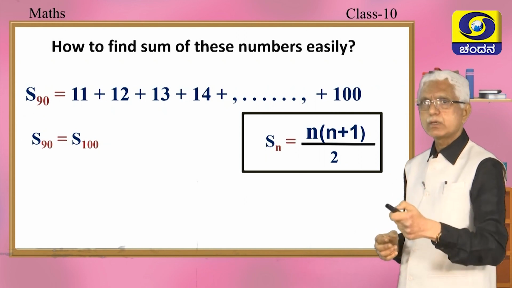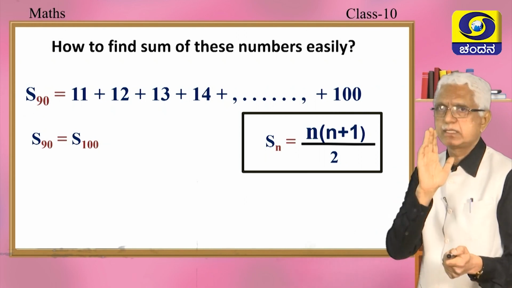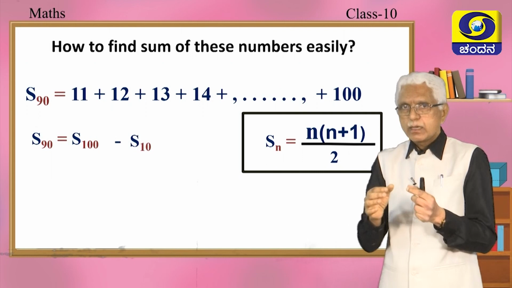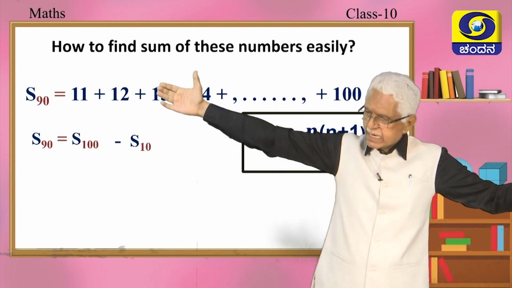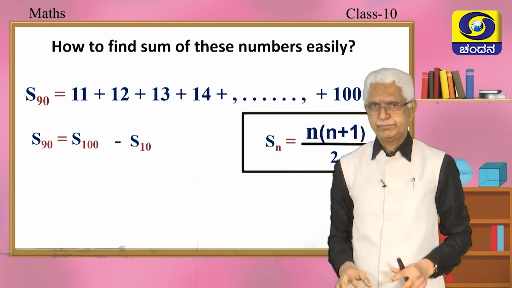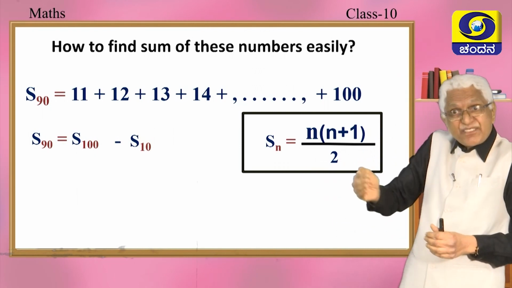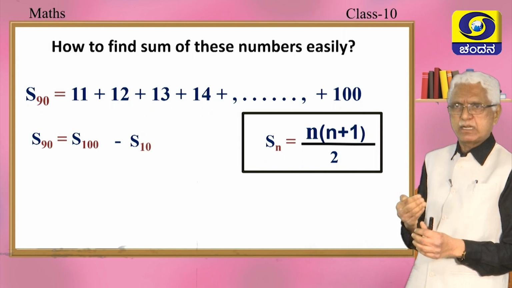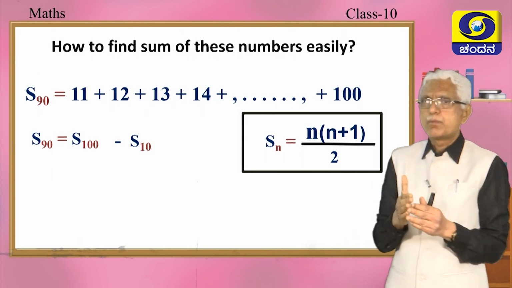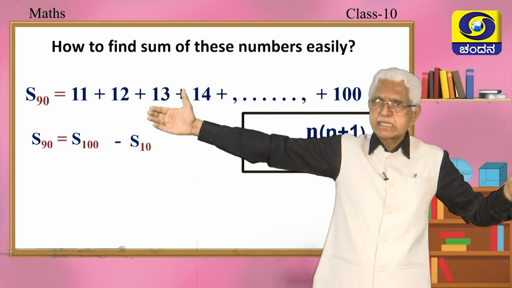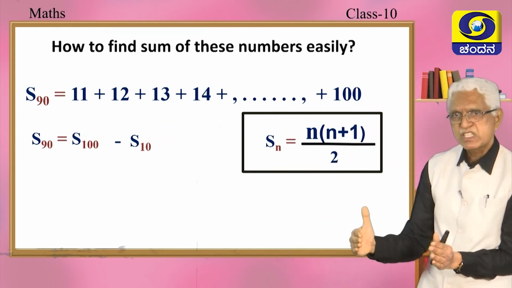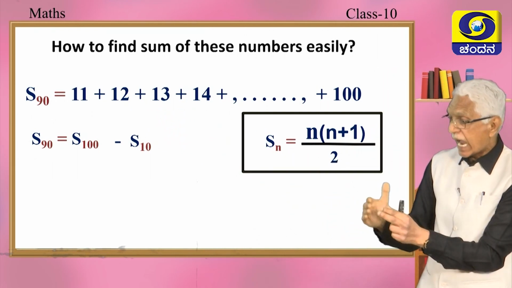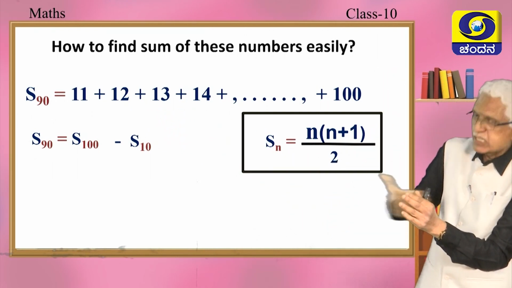S90 is equal to S100 minus S10. Let us see what they are trying to convey in this. If you wanted the sum of all the 100 natural numbers, it is S100, sir. But I do not want the sum of the first 10 natural numbers. Sum of all the 100 natural numbers is S100. Sum of the first 10 natural numbers is S10. I do not want the sum of the first 10 natural numbers.